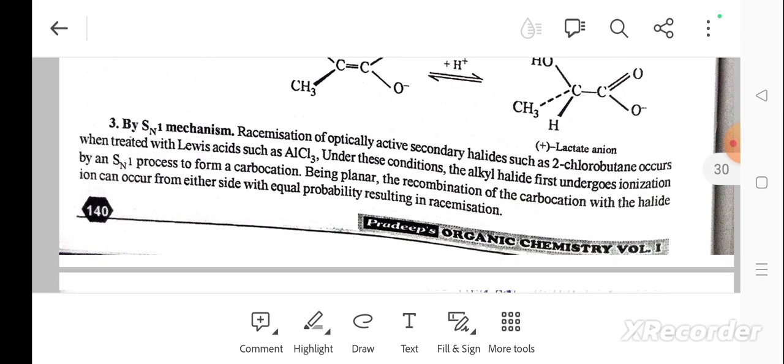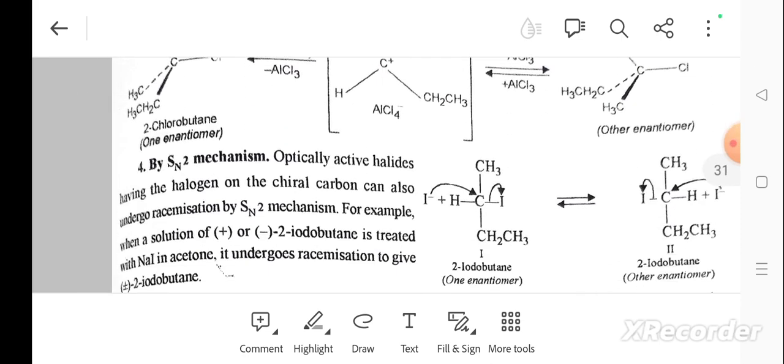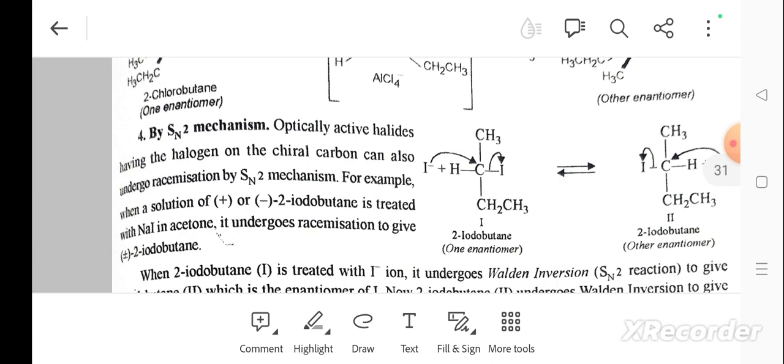By SN1 mechanism. Racemization of optically active secondary halides such as 2-chlorobutane occurs when treated with a Lewis acid such as AlCl3. Under these conditions, the alkyl halide first undergoes ionization by the SN1 process to form a carbocation. Being planar, the recombination of this carbocation with the halide ion can occur from either side with equal probability, resulting in racemization.